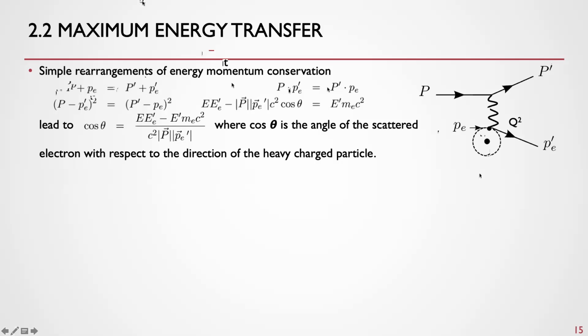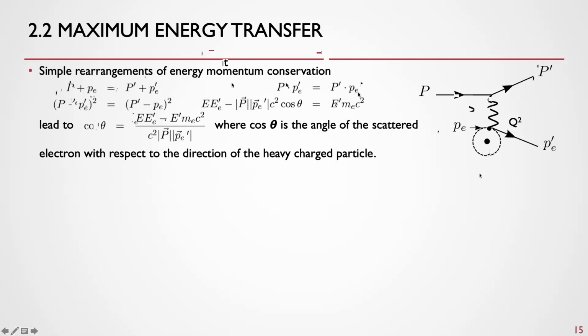P times Pe prime equals P prime times Pe. So this equation, the squared equation written here, entails a property. It entails that the inner product of the final state electron, the four-vector momentum inner product of the initial state heavy particle and the outgoing electron momentum is equal to the outgoing heavy particle momentum times the ingoing electron momentum.